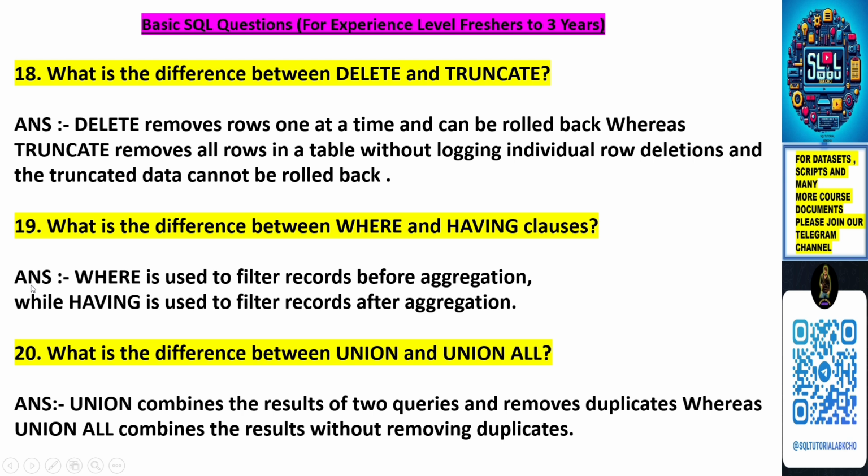So next we have the 20th question, what is the difference between union and union all? Okay, so the main difference between union and union all is that union combines the result of two queries and removes duplicates. Okay, so union combines the result set of two queries and removes the duplicate values also, whereas union all combines the results without removing duplicates. Okay, so basically both are doing the same thing, but union is removing the duplicate values, whereas union all is taking the duplicate values with it. Okay, combining without removing duplicate values. Okay, now move on to the next question.